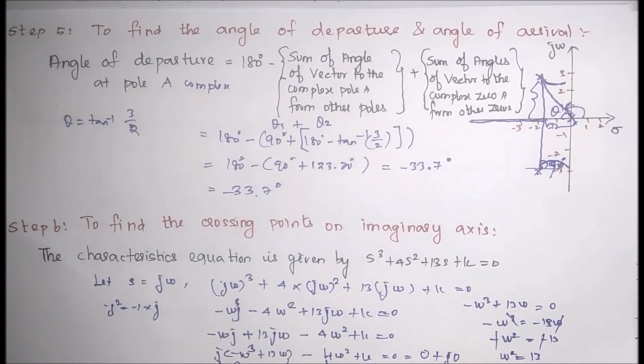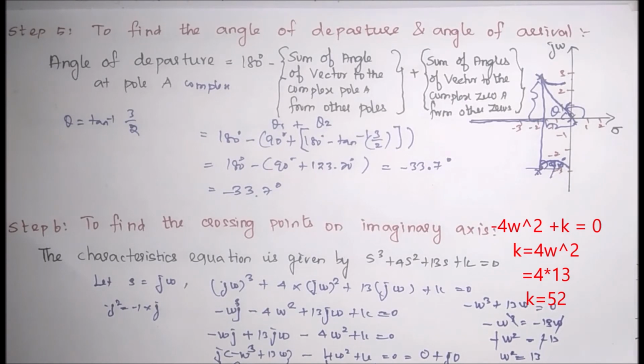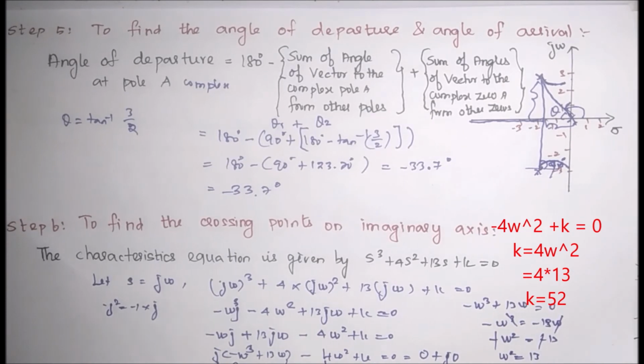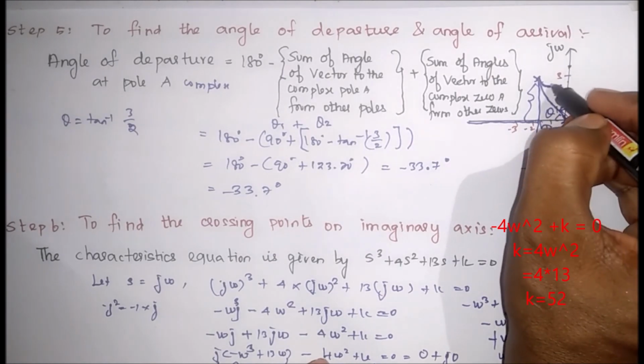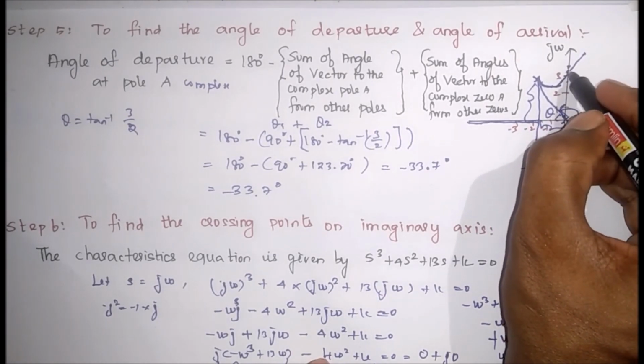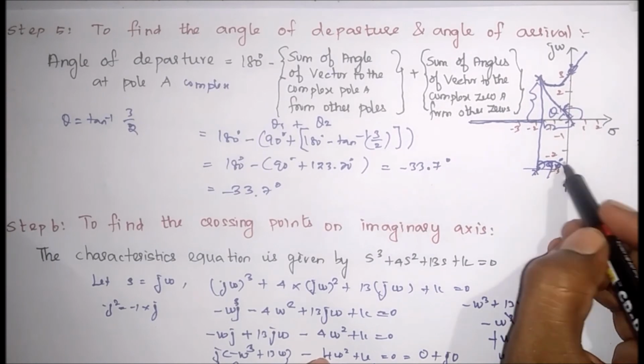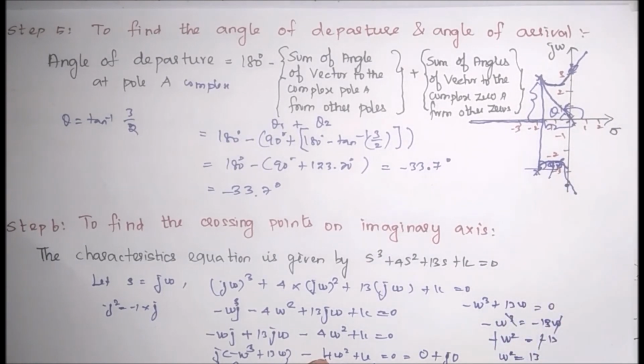Now the real part: minus 4 omega squared plus K equal to 0. Therefore K equal to 4 omega squared. Now we have to substitute the omega value here. K equal to 4 into omega squared, which is 13, so 4 into 13 equals 52. It means at plus 3.6 the root locus will cross the imaginary axis, and at minus 3.6 the root locus will also cross the imaginary axis, but at these points the gain value equals 52.